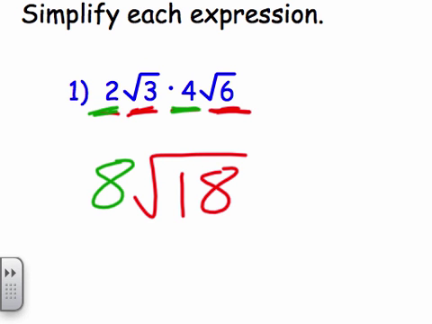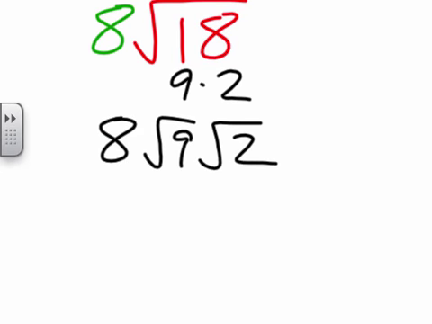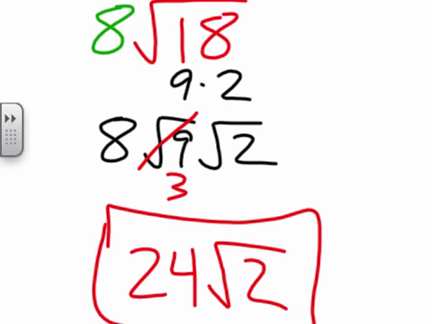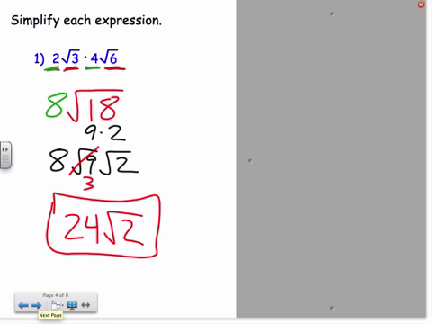Now, don't think you're done. You always have to look to see if you can find perfect square factors of what's inside the radical, your radicand. And if I look at 18, 9 is a perfect square factor. So I can break this into 9 times 2. So I got 8 times the square root of 9 times the square root of 2. And the square root of 9 is 3. So 8 times 3 is 24. And I still have my square root of 2. Okay, so you always have to look to simplify the radicand. If they have perfect square factors, you have to simplify.